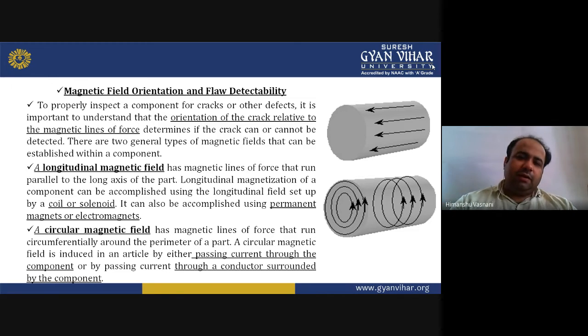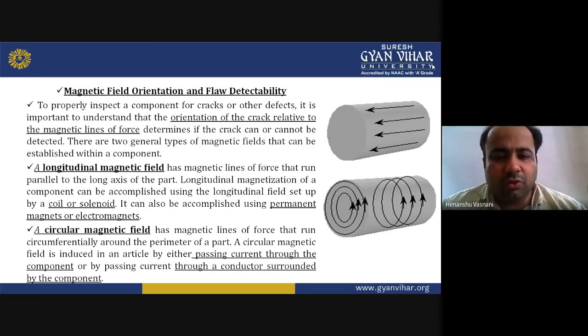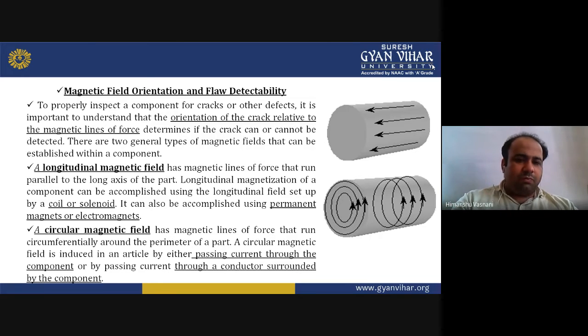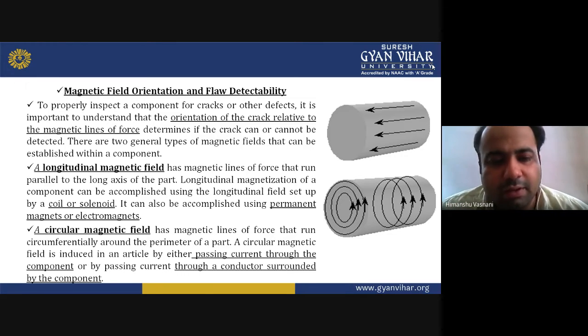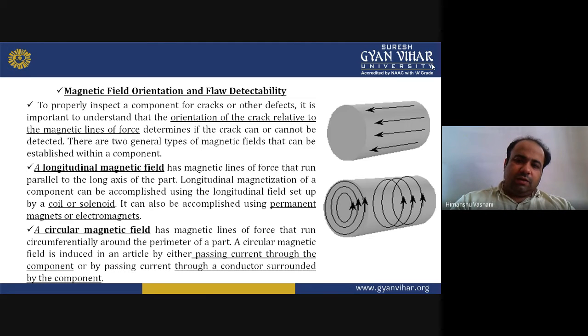Okay, now they are saying that the magnetic current, the circular magnetic field, you can induce this thing in a material or article by passing the current through the component. Either you pass the current through the component, you will have a circular magnetic field. And the second way to establish a circular magnetic field is passing current through a conductor surrounded by the component. So in this way also you can get a circular magnetic field.